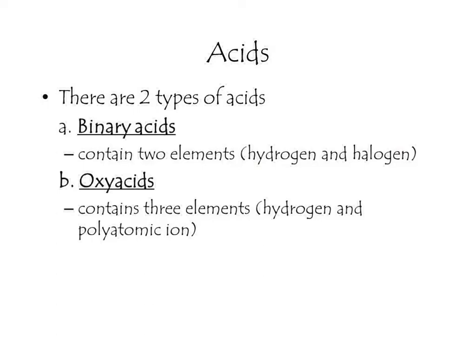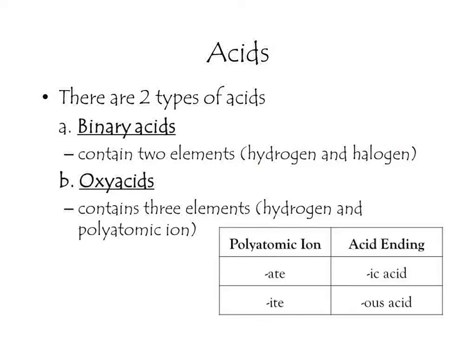Now, how do you name these? Well, it's simple. Binary, I will teach you in just a second. With oxyacids, you really have to look at the name of the polyatomic ion. You have a table in your notes, and I'm going to ask you to go ahead and fill this in. If your polyatomic ion ends with ATE, you're going to have an ending of ic acid. If your polyatomic ion ends in ITE, you're going to end with us acid. You're like, wait, what do you mean? So in the next slide, let me show you how to name a binary and then how to name an oxyacid, and we're going to do a couple of examples.